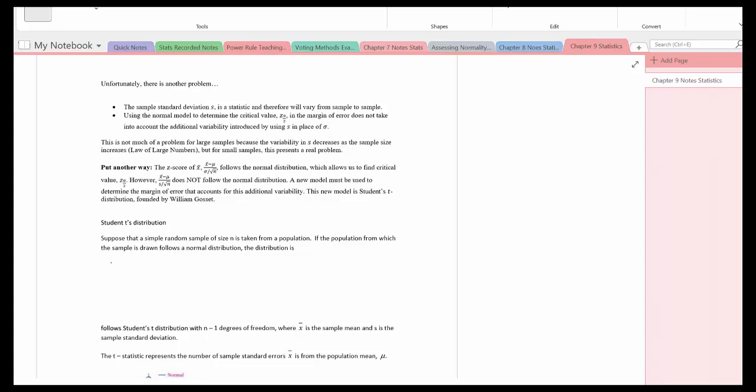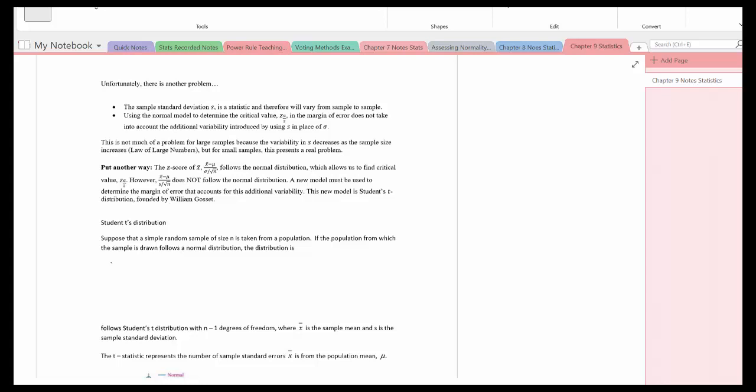Furthermore, the z-score given by this particular formula follows the normal distribution, which allows us to find the critical value. However, replacing the population standard deviation with the sample standard deviation does not follow a normal distribution. A new model must be used to determine the margin of error that accounts for the additional variability. This new model is Student's t-distribution, founded by William Gossett.